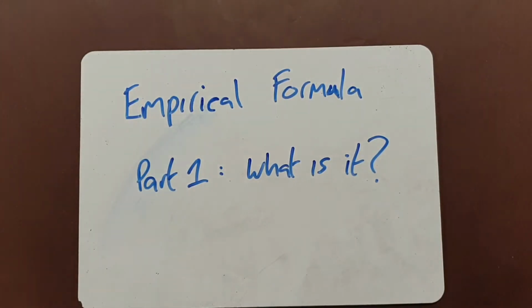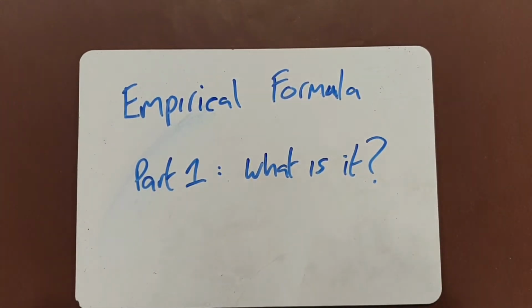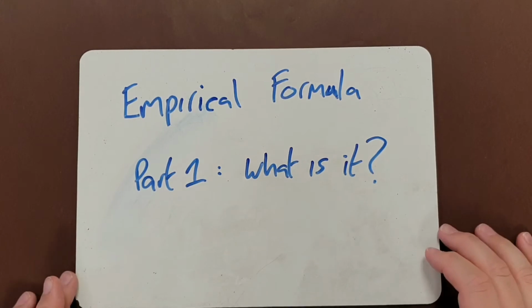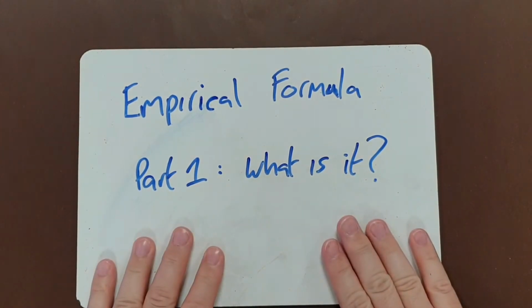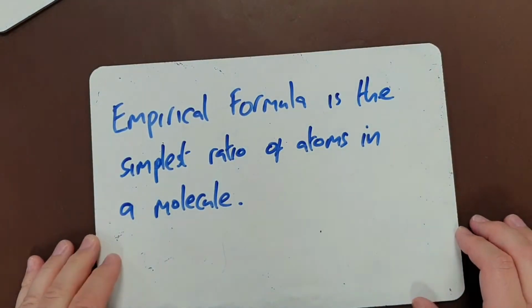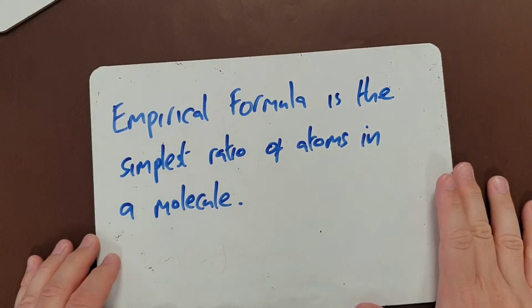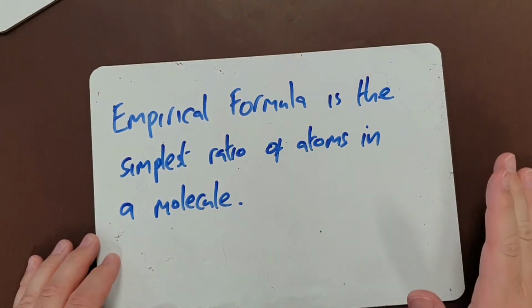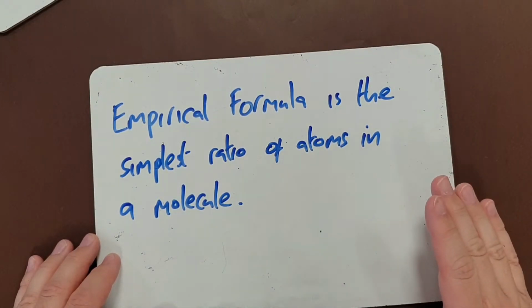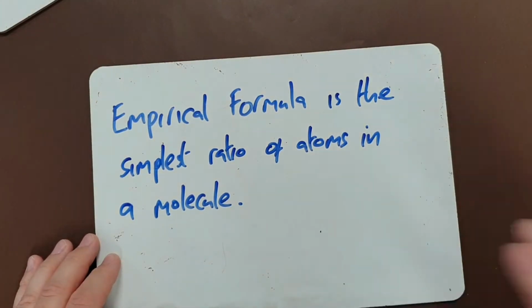Okay, so part one, empirical formula. What is it? Sorry if there's squeaking, it's the sound of my chair. So, empirical formula, part one, what is it? Put simply, empirical formula is the simplest ratio of atoms in a molecule. Don't confuse it with molecular formula, we'll come on to that later on. So, simplest ratio of atoms in a molecule.